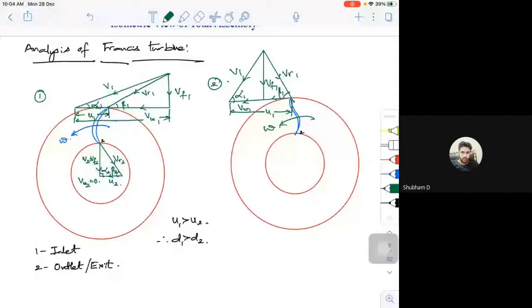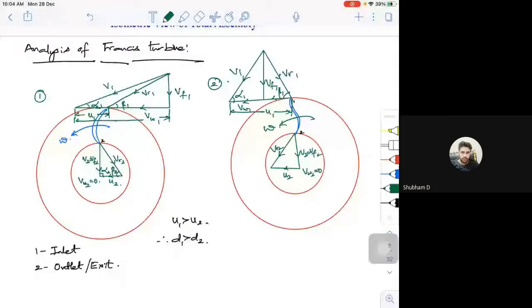So I may have it like this. This may be my VR2. This may be my V2, which is equal to VF. This is my U2. VW is equal to 0. This is my beta 2. This is my alpha 2.